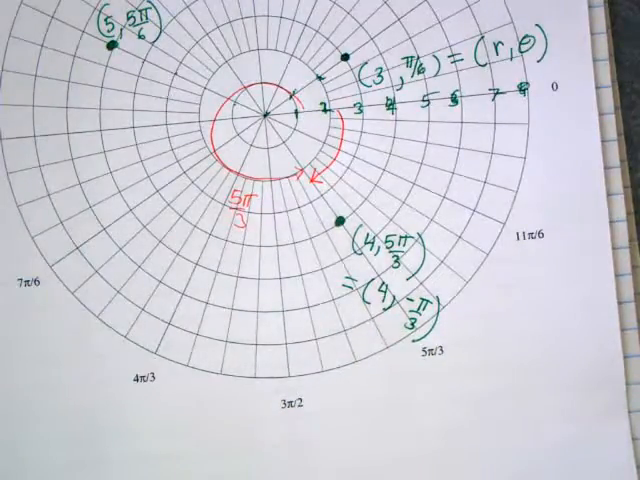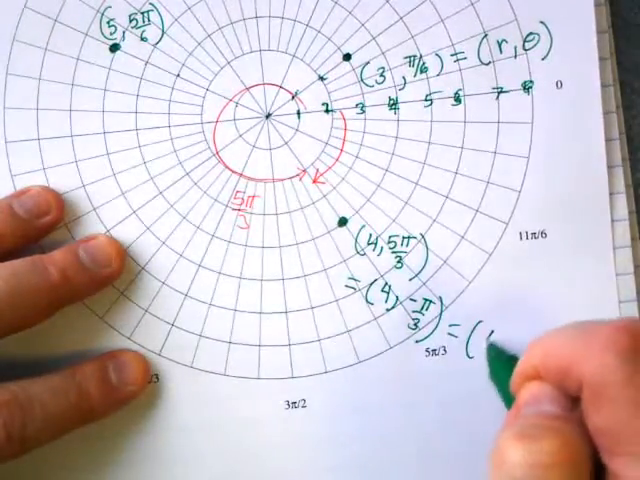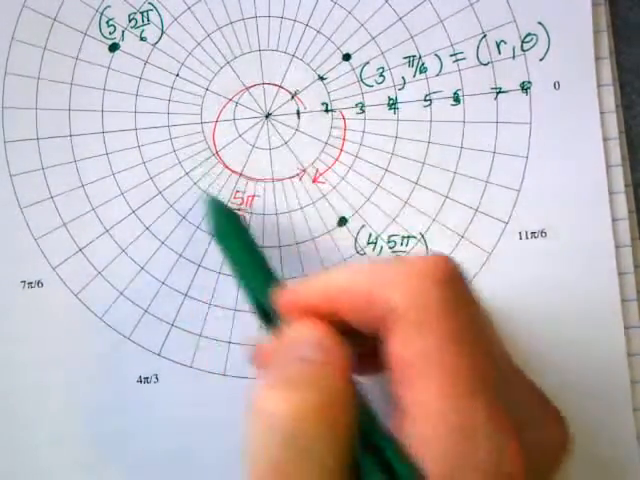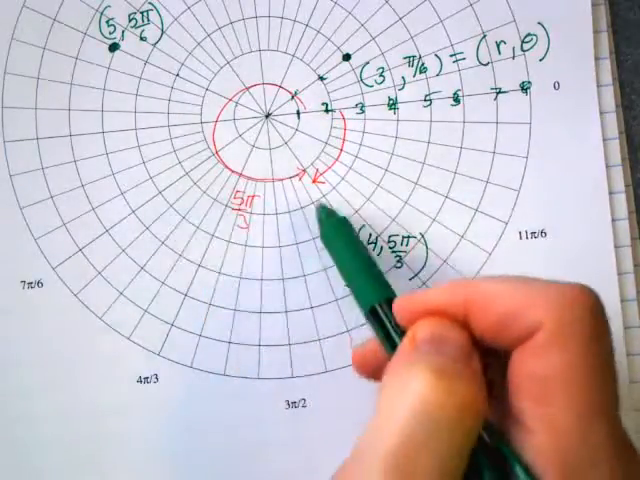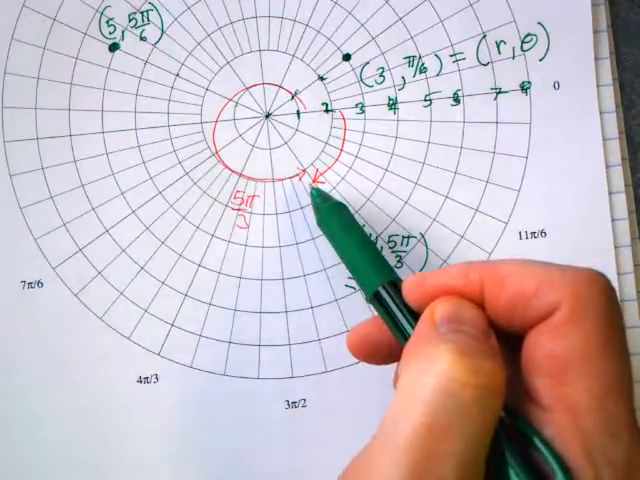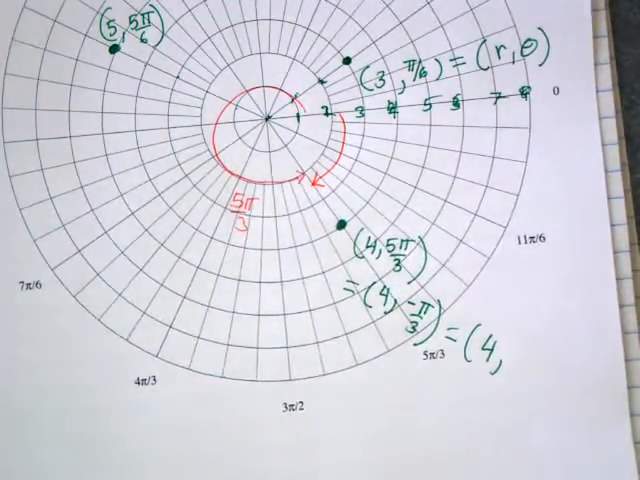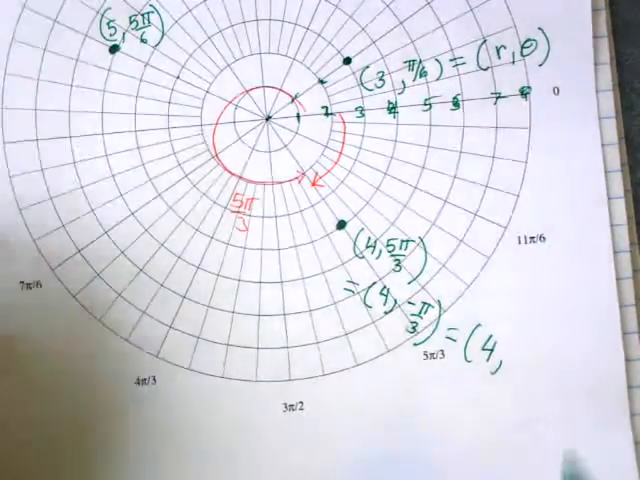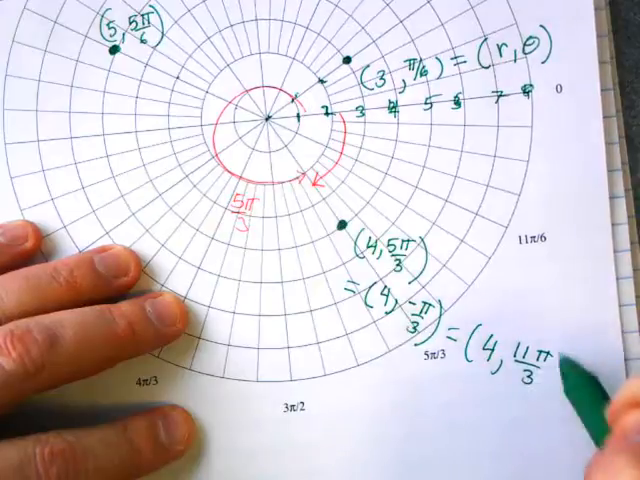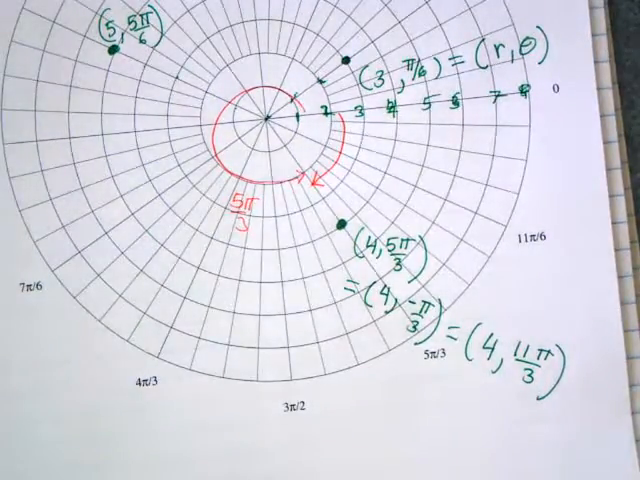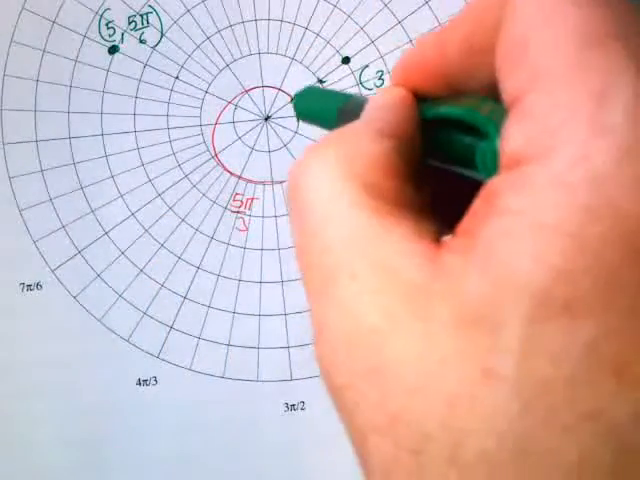I could go around and around. So I could call it 4, I could go all the way around 2 pi and then add another 5 pi over 3. So what's 2 pi plus 5 pi over 3? 11 pi over 3. So I could call that the point 4, 11 pi over 3. So how many answers are there for that point? How many different ways can I label it? An infinite number, because I could choose to go around 2 times and then go to 5 pi over 3. I could choose to go around backward and then go to a pi over 3.